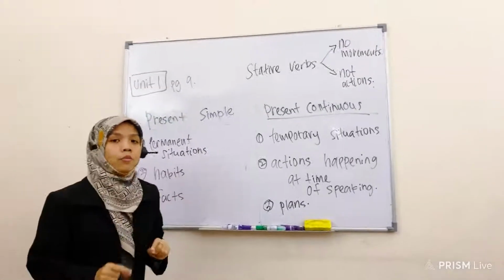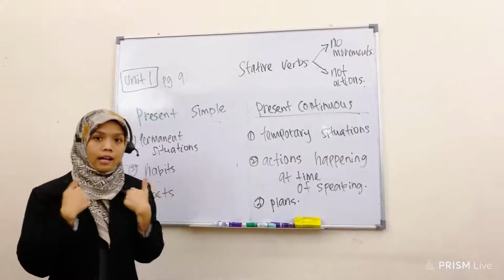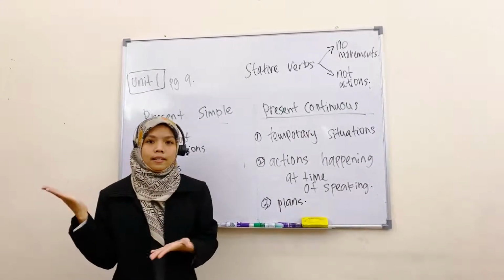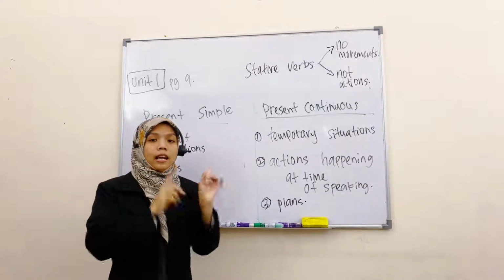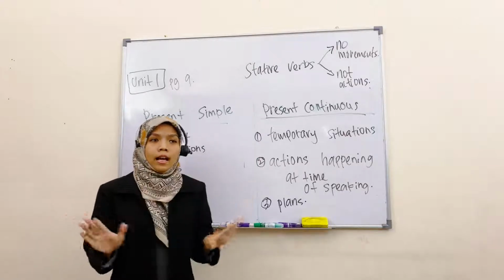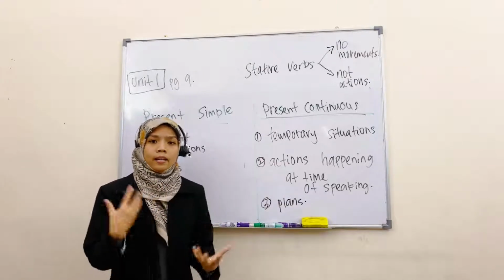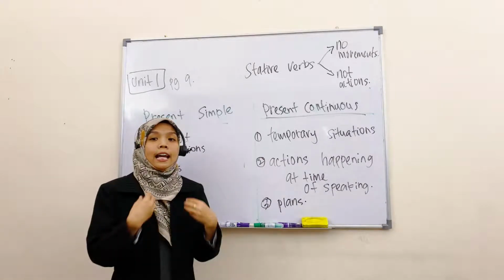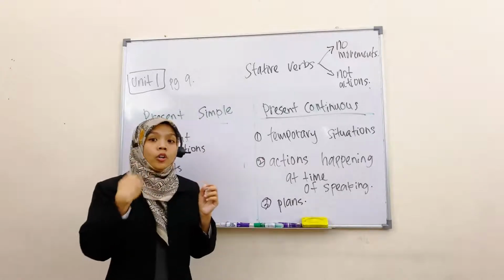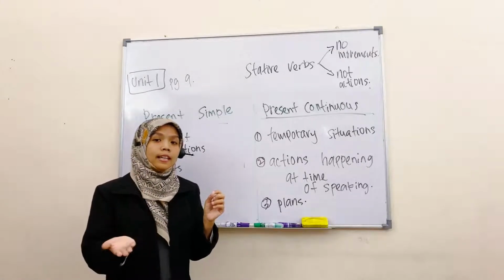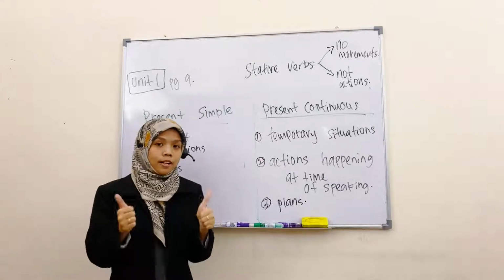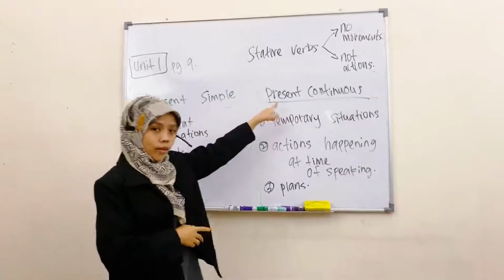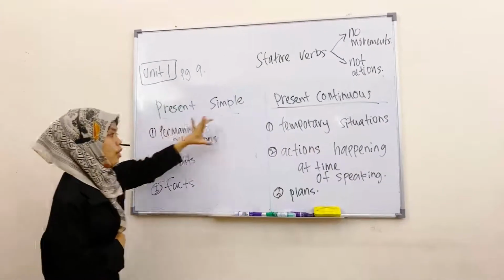For example, I give you one sentence: I live in Taman Mulia. So that means a permanent situation if I live in Taman Mulia. That means I did not move out or change my place. Do you understand? A permanent situation, I continue or repeat doing the action. So far so clear? Meanwhile, present continuous is different from this one, which is a permanent situation.